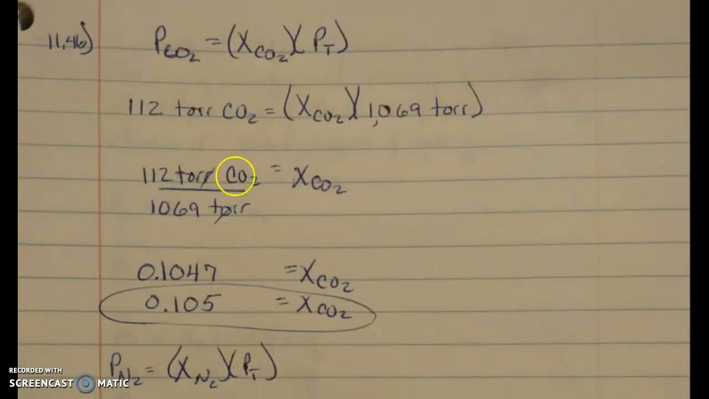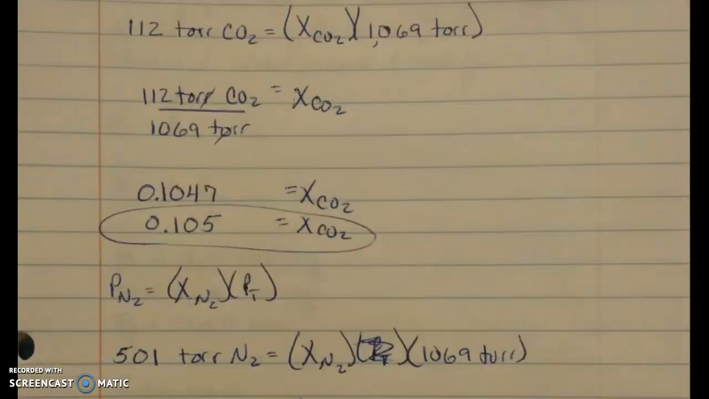Okay, so here's carbon dioxide. Its partial pressure was 112 torr of carbon dioxide. We want to know what the mole fraction is, so we're going to multiply that by 1069 torr, divide both sides by 1069 torr. And again, we need 3 significant figures. The number in the 4th significant figure position is 5 or greater, so this 4 we round up to a 5. The mole fraction for carbon dioxide is 0.105. Remember, because there are 3 significant figures, that 0 is significant. There are a lot of rules to remember when we're doing this.